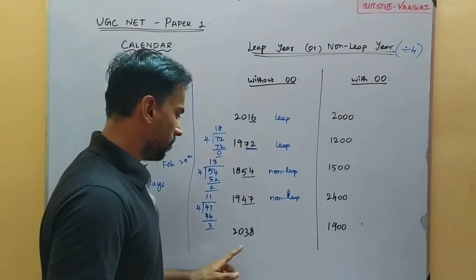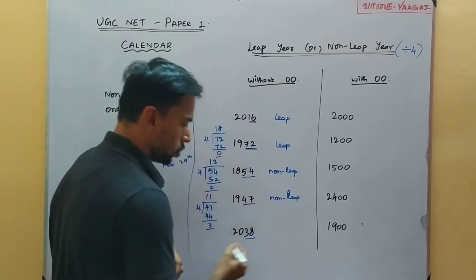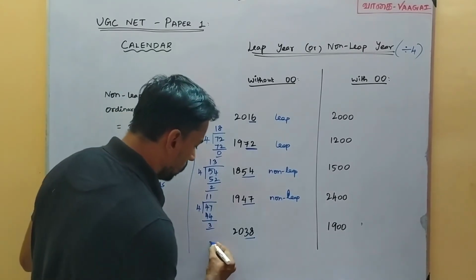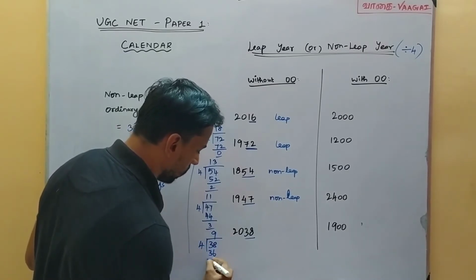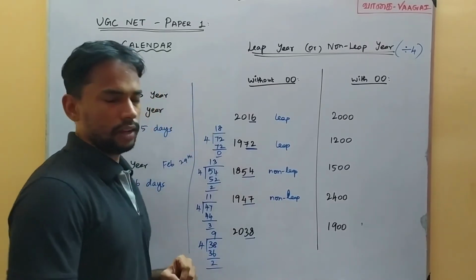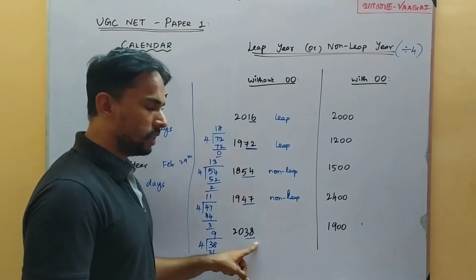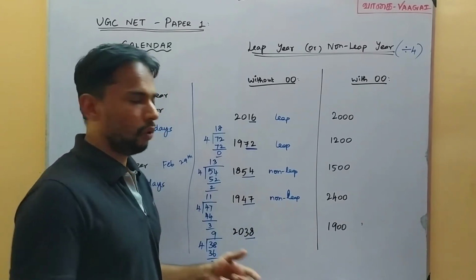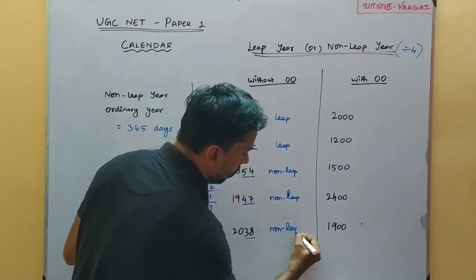Okay, fine. We have one last example, 2038. Again, we see the last two places we have 38. So divide 38 by 4. Here we have 4 9s are 36. So again we get a remainder. Remainder is 2. So once again we can confirm that this 38 is not divisible by 4. So we can again conclude this is also a non-leap year.